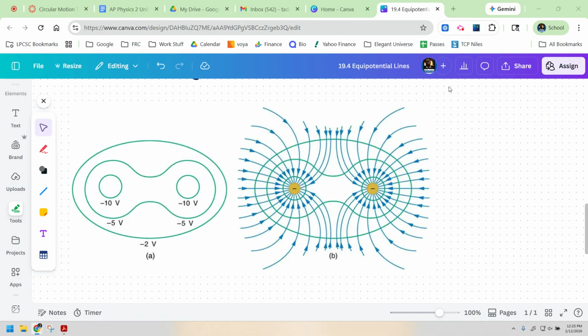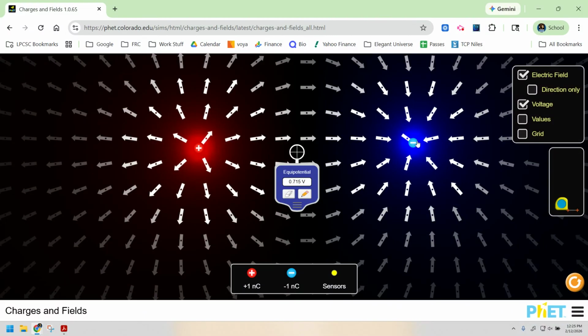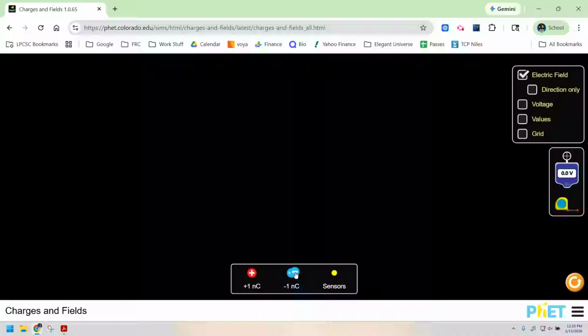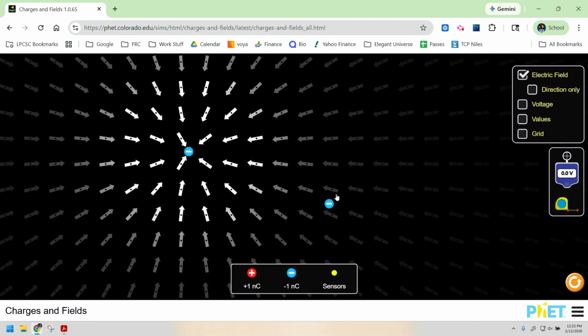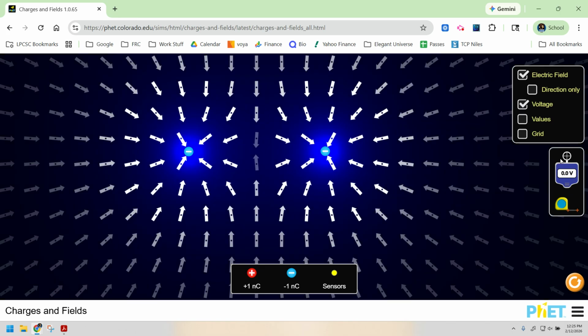So I'm going to do 2 negative charges. How about that? So let me get rid of this one. Oh, I got to start over. So I'm going to put a negative charge here. I'm going to put a negative charge here. And then I'm going to show the voltage. And so this is the most negative, right? The closest that I get to either charge, and it's going to be negative and negative. I'm never going to have a positive voltage here.